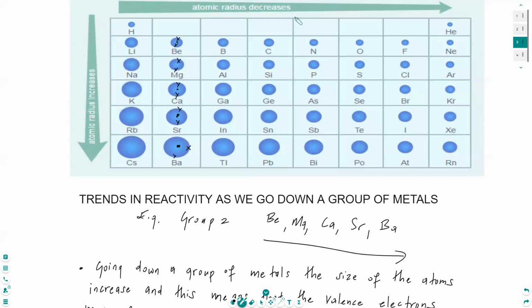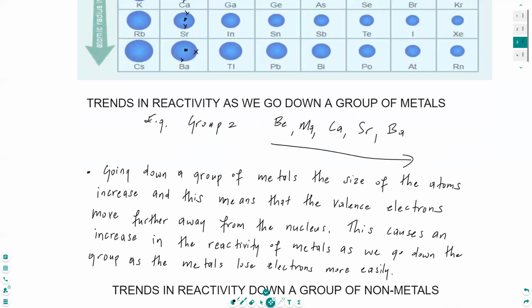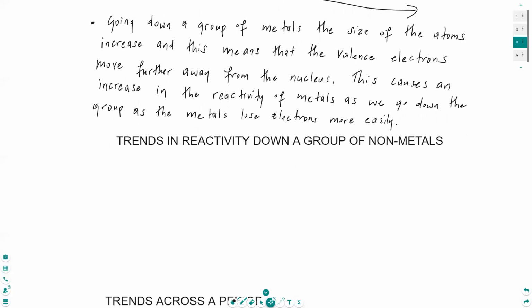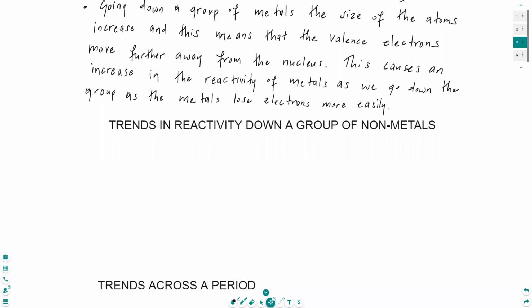But for metals, it's the opposite. The metals to the top are not very reactive, and the metals to the bottom are very reactive. So the trends in a group depend on whether you're looking at a group of metals or a group of nonmetals. So for nonmetals, right, they become less reactive as you go down the group.